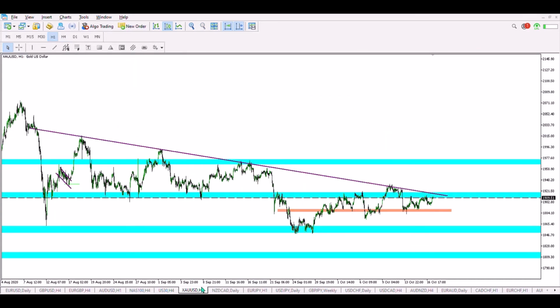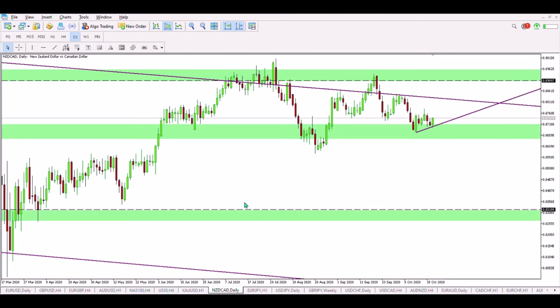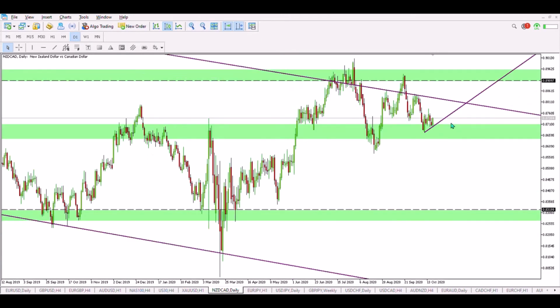Now let's move to the next pairs and what I have prepared for you. Let's see this NZD/CAD. Yeah, here, as I have mentioned in the previous videos, we can go bullish to this resistance zone, or if we break it, then this head and shoulders will be in play.